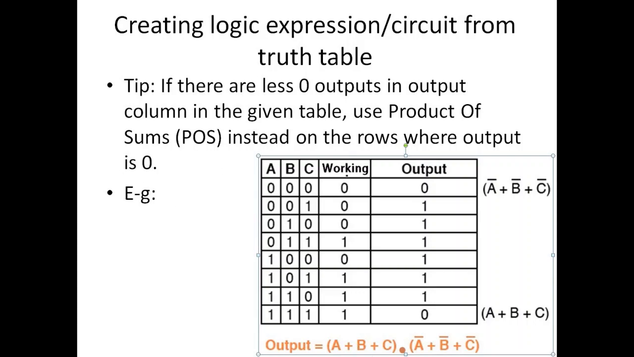Okay, this is the main rule which you need to remember. If you have a smaller number of zero outputs, then we go with product of sums. Otherwise, if we have a smaller number of one outputs, then we go with sum of products.